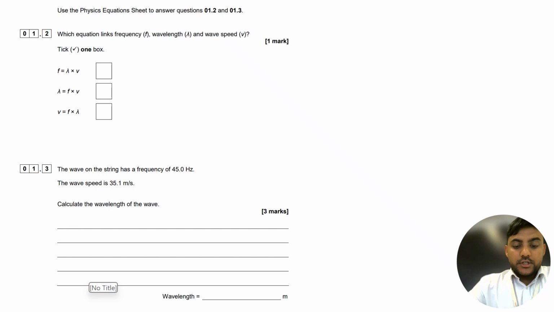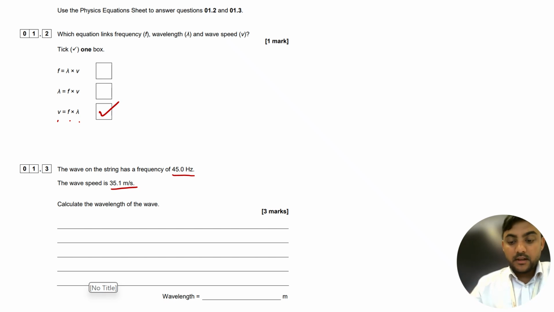Use the physics equation sheet to answer the questions 1.2 and 1.3. Which equation links frequency, wavelength, and speed? V equals F lambda. That's the equation. Wave speed equals frequency times wavelength. The wave on the string has a frequency of 45 Hz. The wave speed is 35.1 meters per second.